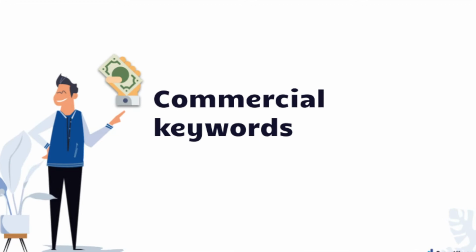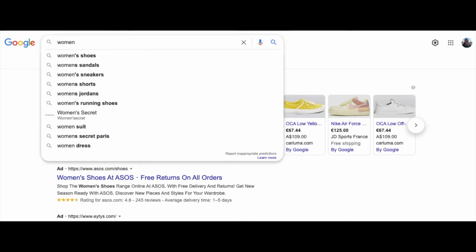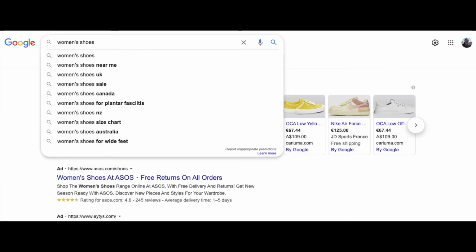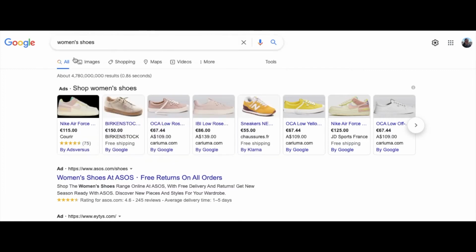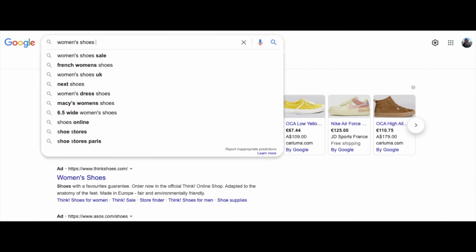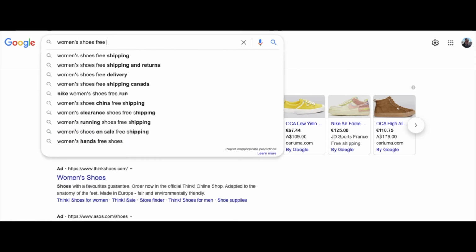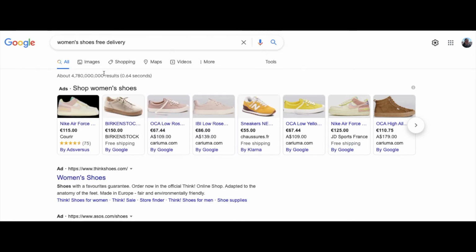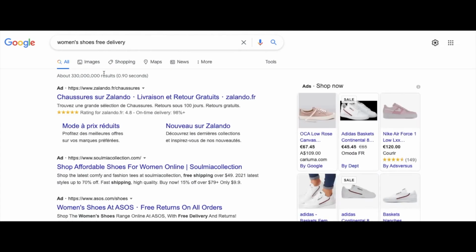Commercial keywords. Commercial keywords send users directly to the product or service page of your site. They don't generate much traffic, but they convert very well. They tend to include action verbs such as purchase or buy, and price words like discount, cheap, or free delivery.